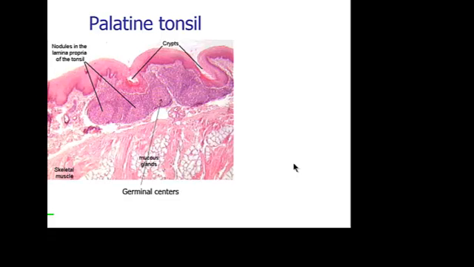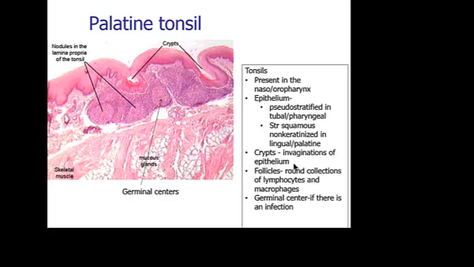Now, when we look at histology, I've used palatine tonsil as an example. These tonsils, as we saw, were present in the naso and oropharynx. All tonsils are covered by epithelium. The epithelium depends on where it is present. If it was in the nasopharynx, it would be like the nasal cavity. If it's in the oropharynx, like the oral cavity. So when we look here at the palatine tonsil, the epithelium is stratified squamous non-keratinized.